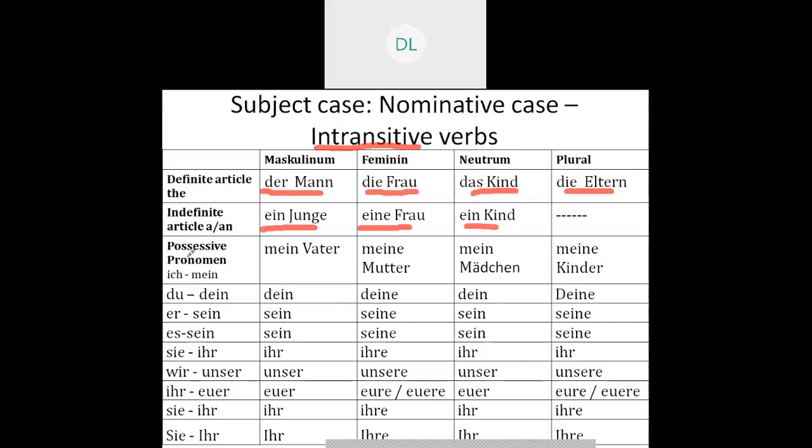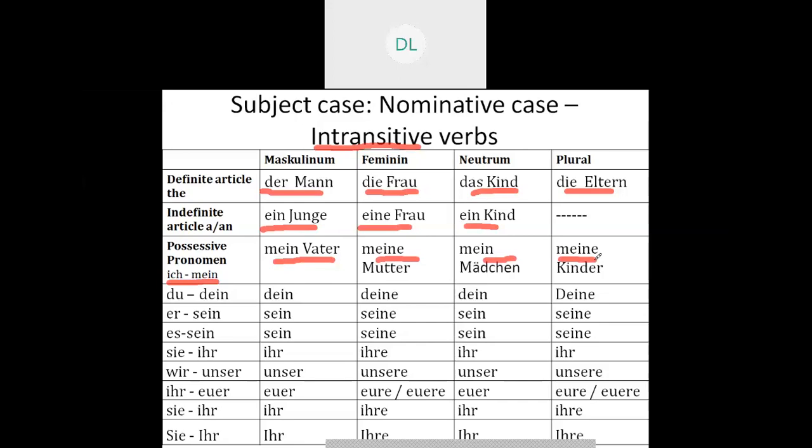the possessive pronouns, that is ich, my, du, your, that is mein, mine. When I come to that, what is in the masculine? Mein Vater, meine Mutter. Mein Mädchen, that is my girl or my child. It can be mein Kind, and in the plural, meine Kinder.